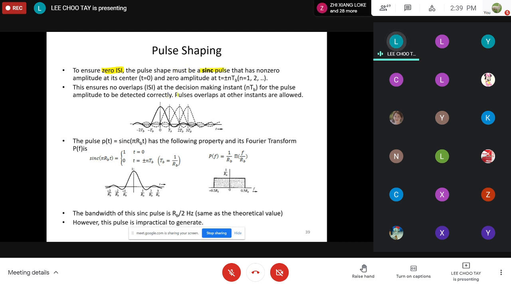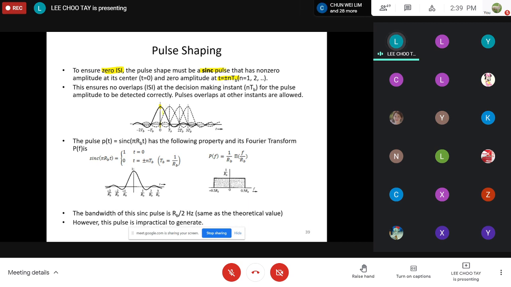How does a sinc pulse look like? A sinc pulse basically looks like this in the diagram. This one here. The sinc pulse has a non-zero amplitude in the middle when time equals zero, meaning when you transmit, at time equals zero, it has a non-zero amplitude. But then the amplitude will be zero at times equal to plus or minus n T_B, where T_B is your bit duration.